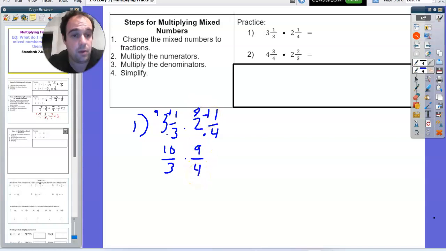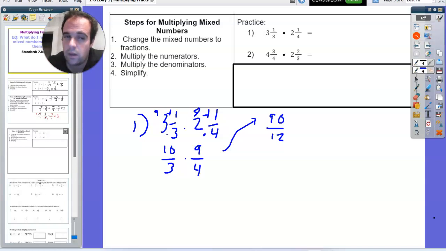Now they're in improper mode. I can multiply across. This would be a moment for that second option, so I'll do version A, and then I'll do version B over it. So 10 times 9 is 90, 3 times 4 is 12. Big numbers, I can divide those by 3. I just happen to know that.